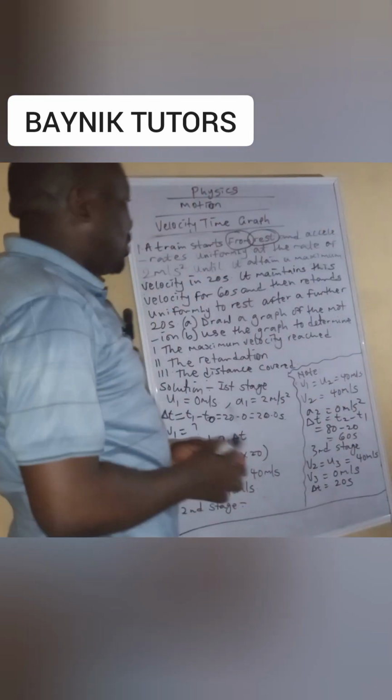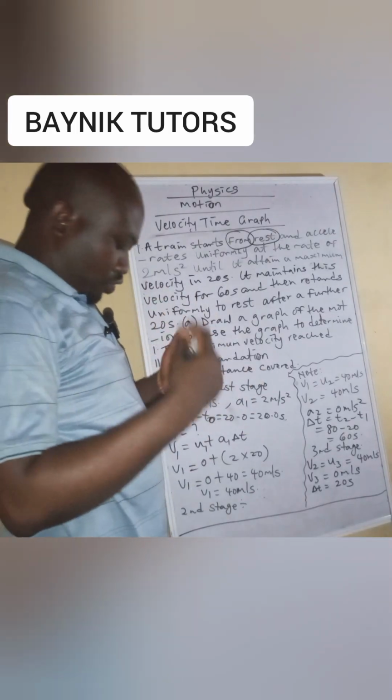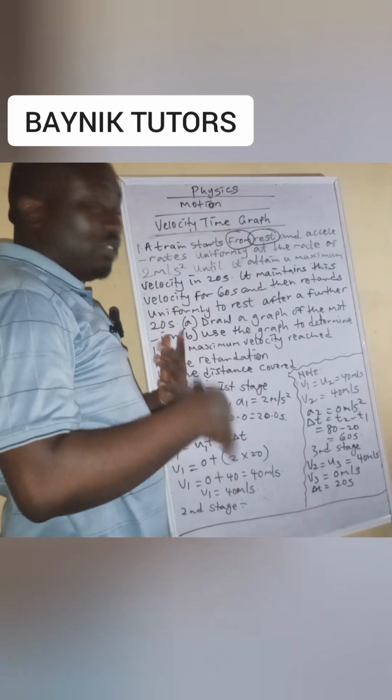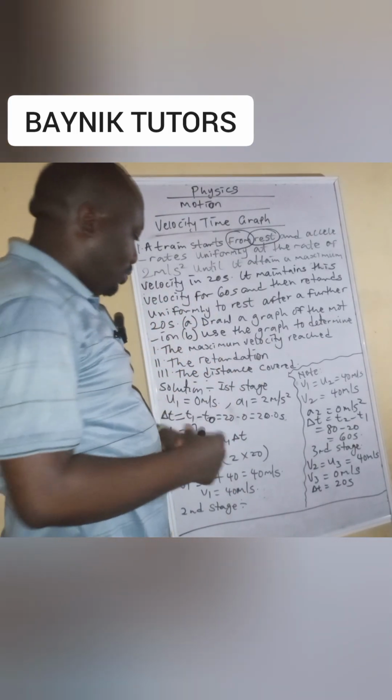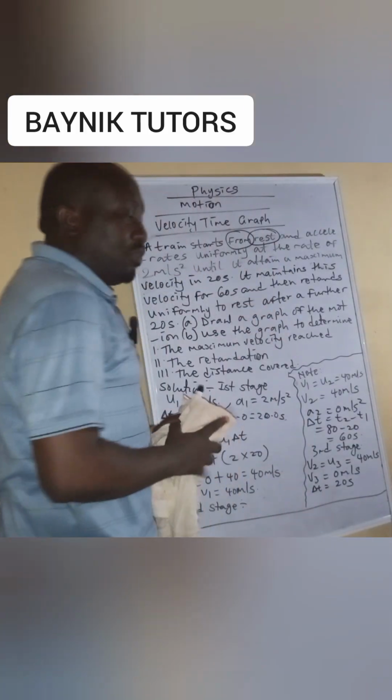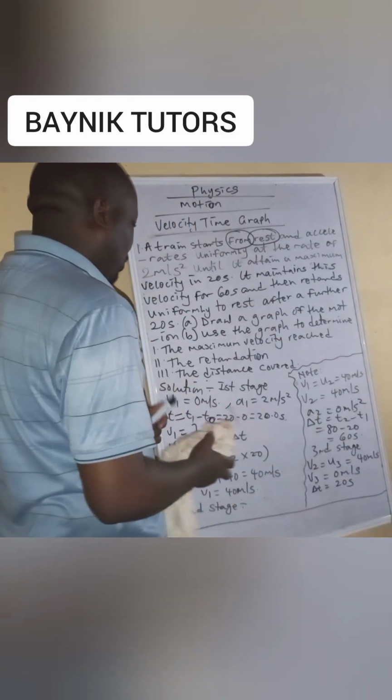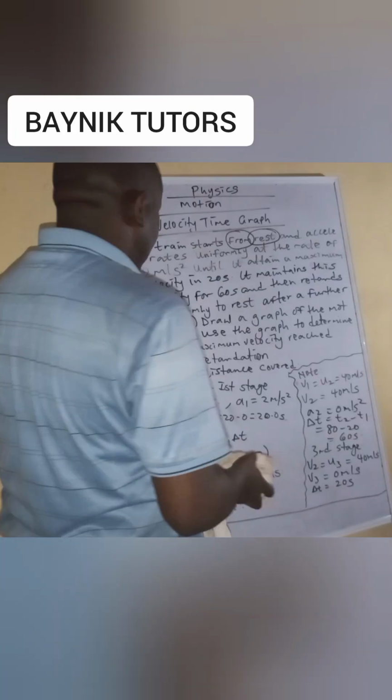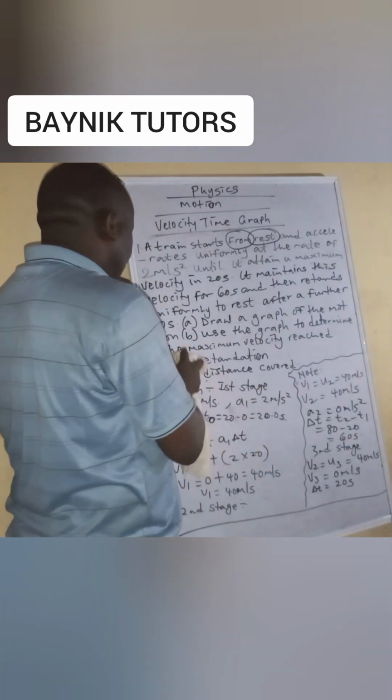So we want to draw here now. We want to draw the velocity time graph. Please read the question over again, because that is how you are able to understand all these things. We want to draw that. We've itemized our calculation. You will see the benefit of it now.